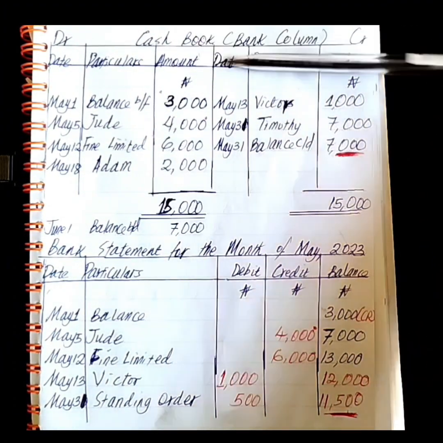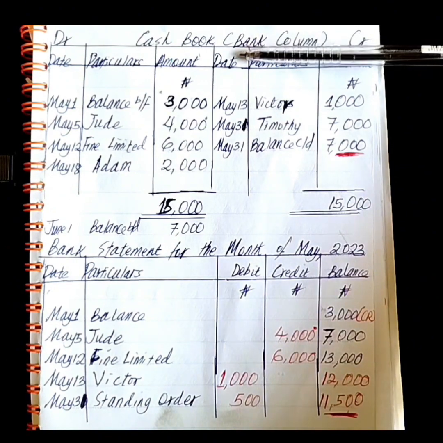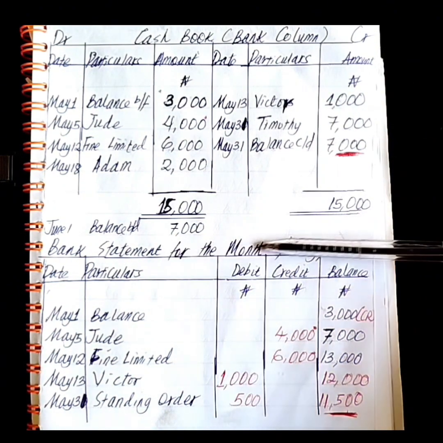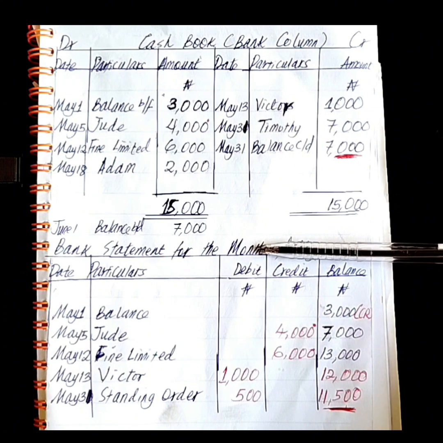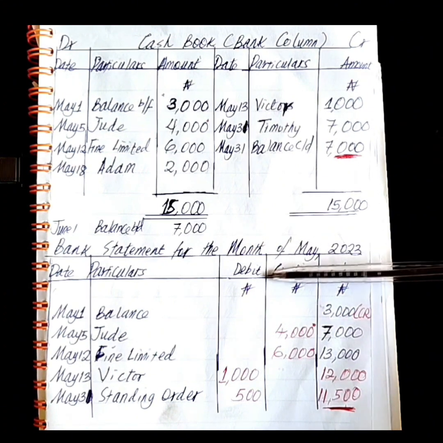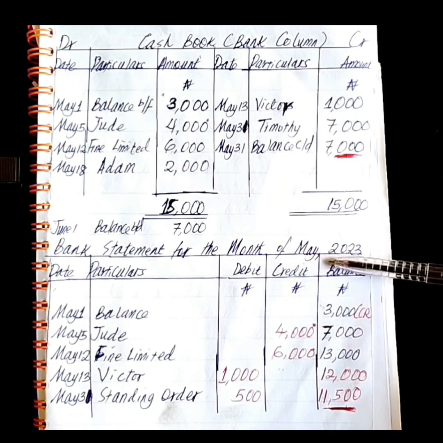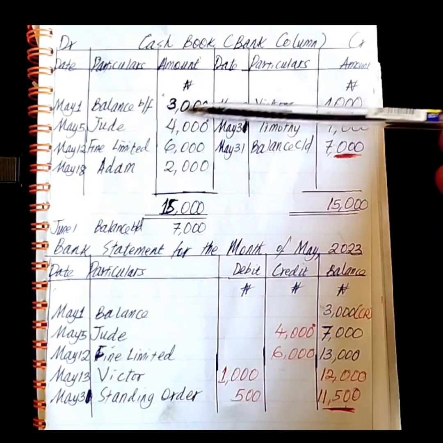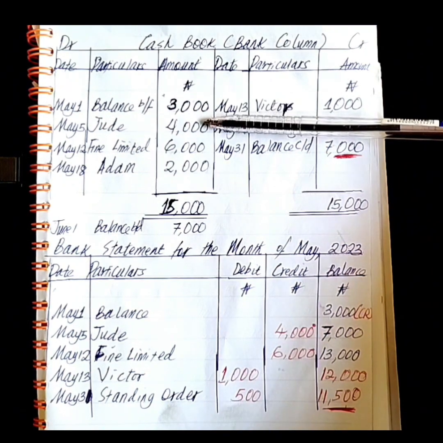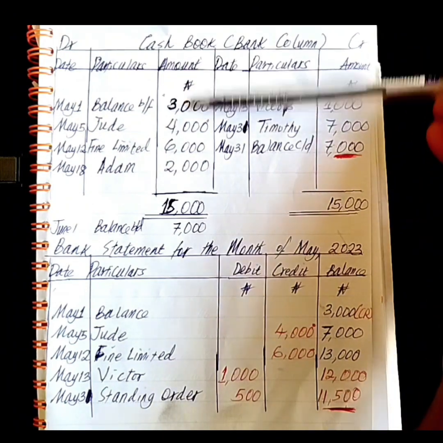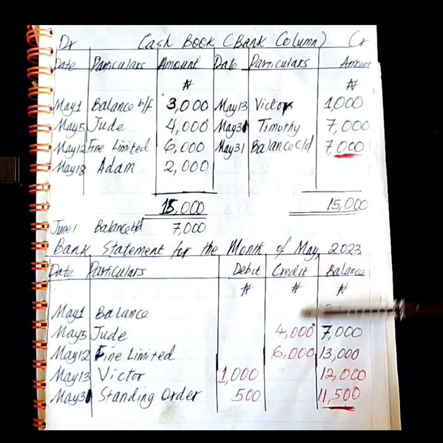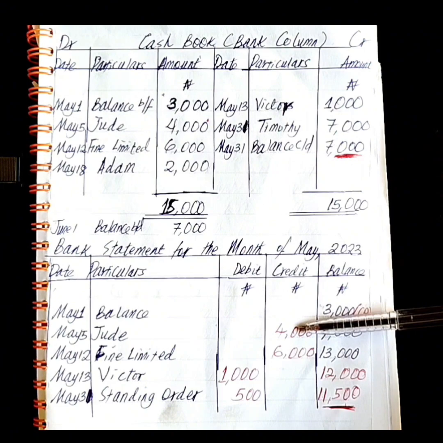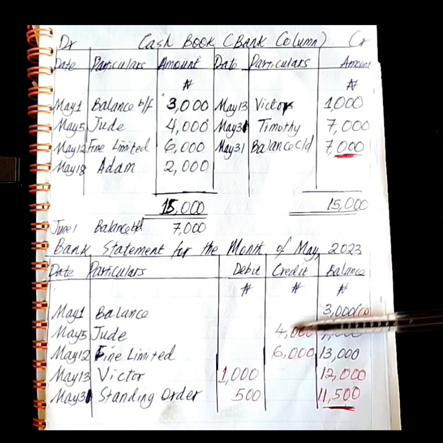Assuming this is your cash book and this is your bank statement, which is the details of the transactions that you've had with your bank, say for the month of May 2023. Now, you received an amount of money of 4,000 naira from Jude, right? If you received it and you debited it, if the bank had also debited it, that would have been an error. So what do you think the bank would have done? The bank would have credited it.